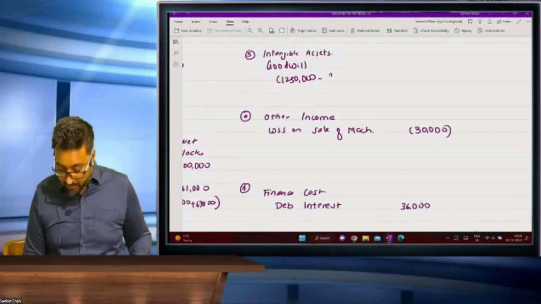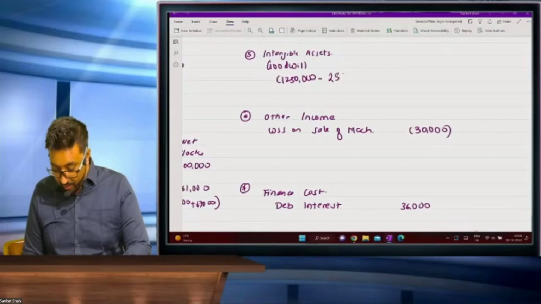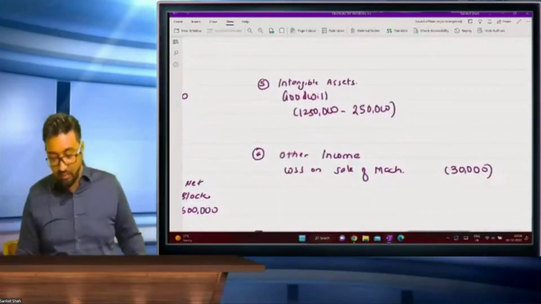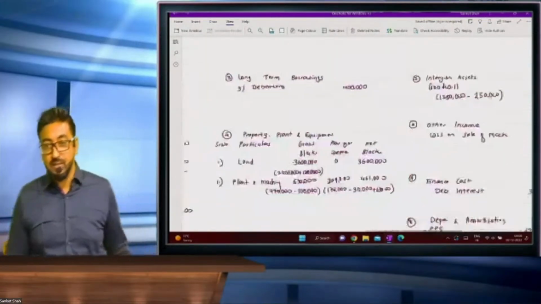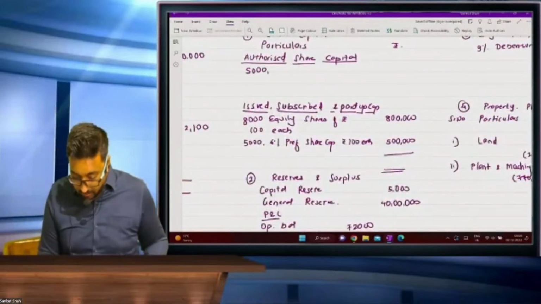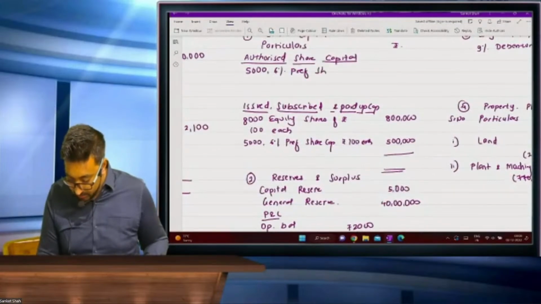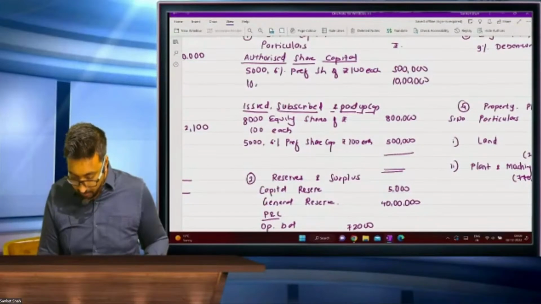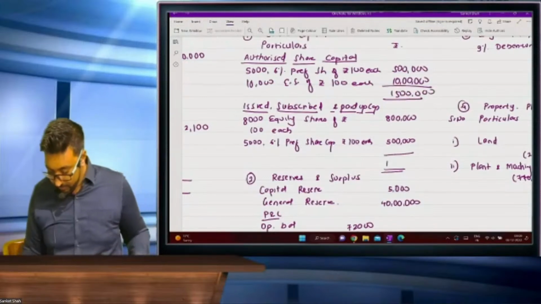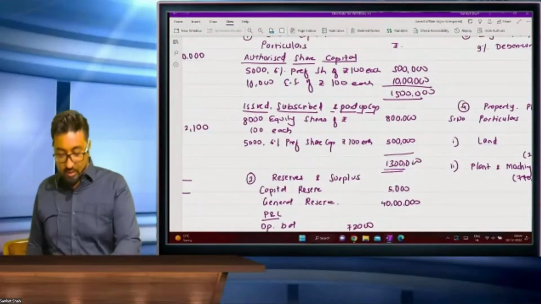And from goodwill, how much had gone? From goodwill 2,50,000. And yes, so from goodwill minus 2,50,000 in intangible assets. Over authorized capital, you just have to write 5,000 6% preference shares of ₹100 each, 5 lakhs, and 10 lakhs for 10,000 equity shares of ₹100 each, 15 lakhs. 13 lakhs is issued, subscribed, and paid up capital.